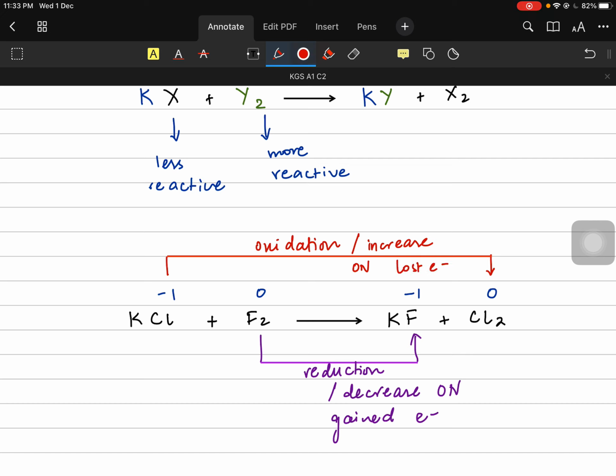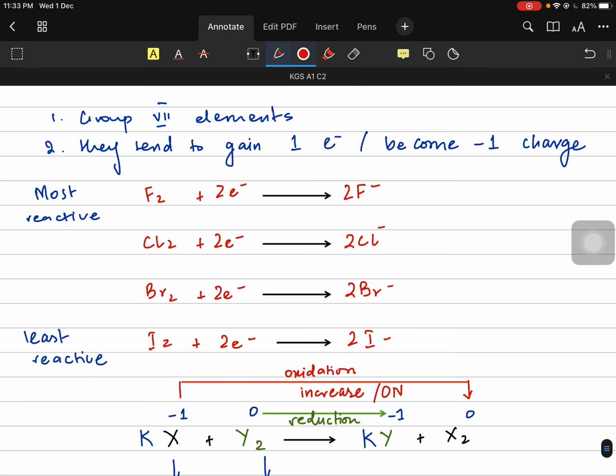So the reactive halogen, which is normally the fluorine, gains electrons. It gains electrons really easily and becomes a negative charge. Iodine never gains electrons, so it tends to lose electrons, but it's very seldom gaining them.